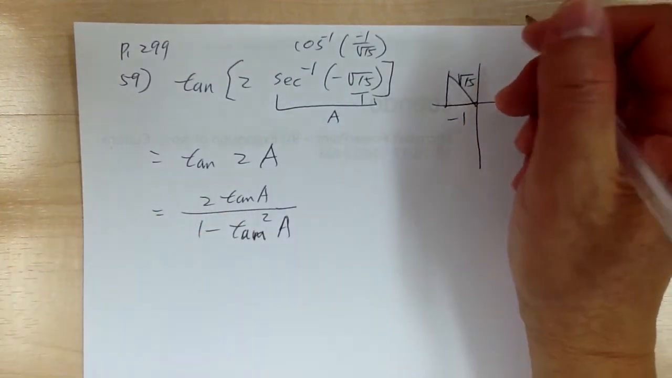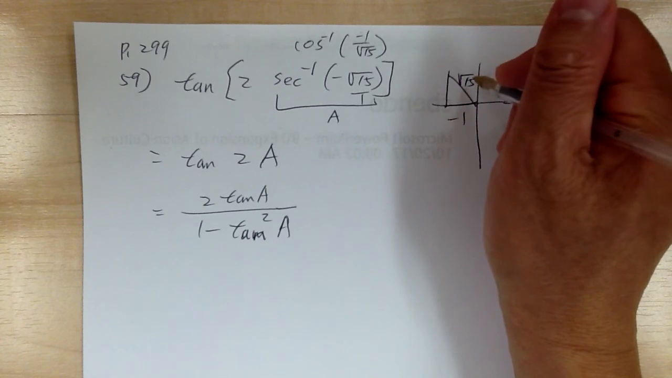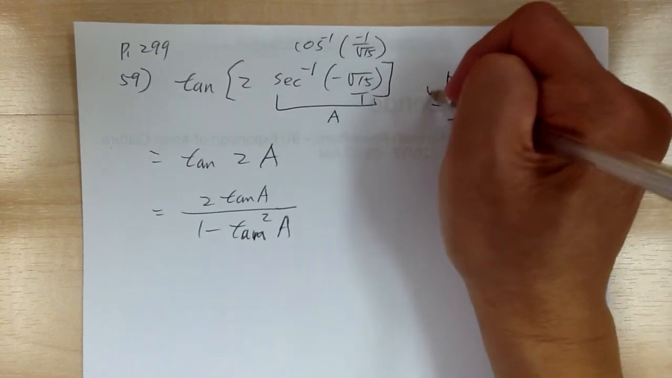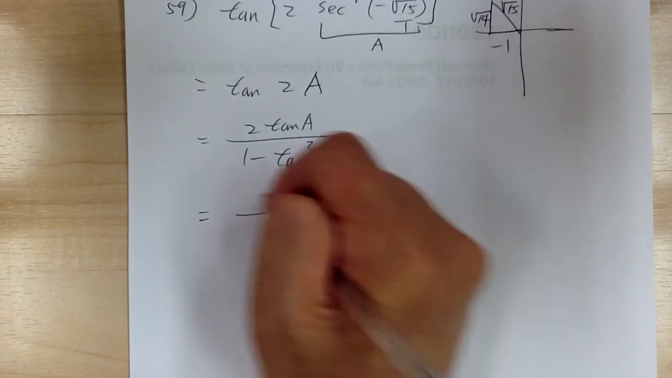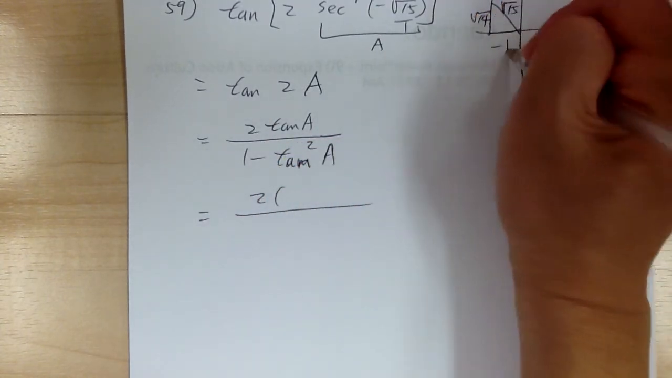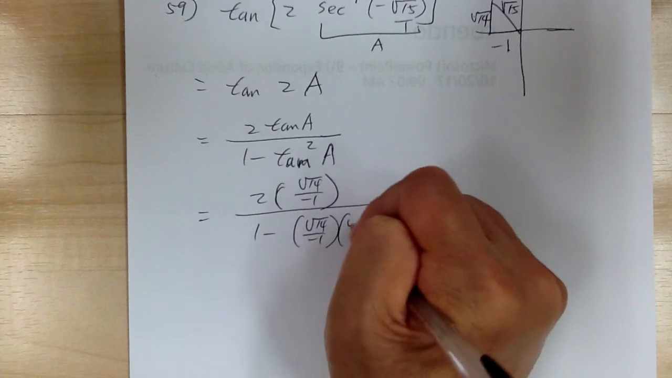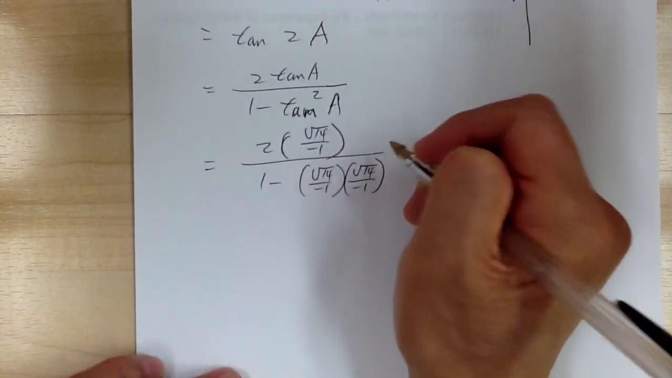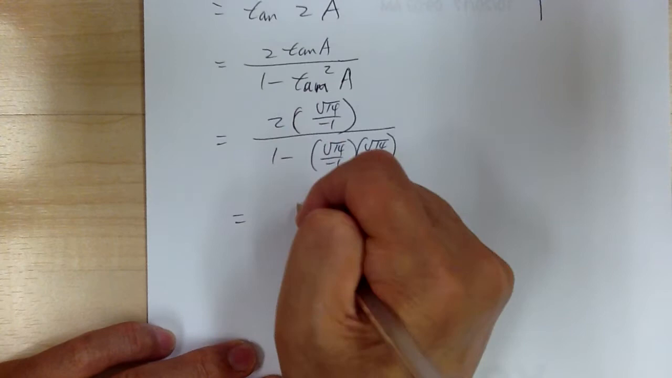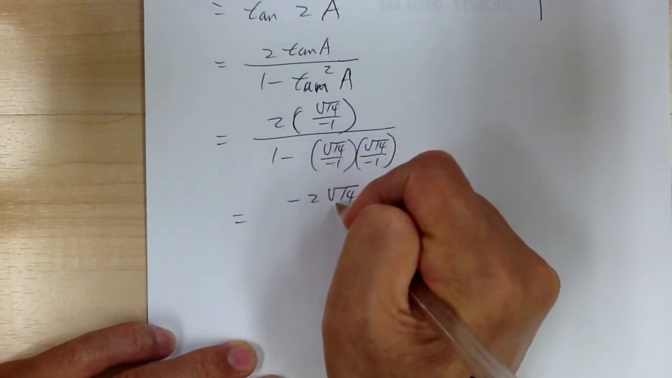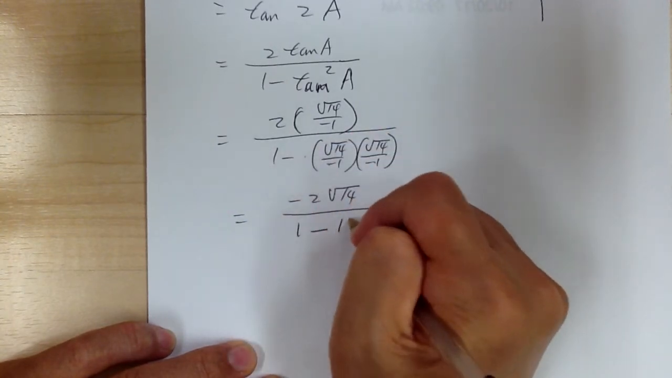And so from here, go ahead and draw, use your Pythagorean theorem, 14, so this is square root of 14, okay? So from here, again, you substitute the numbers in here, so 2 times tangent is sine over cosine. Sine over cosine will be square root of 14 over negative 1. 1 minus square root of 14 over negative 1 squared, right? Okay, so in this case, the common denominator is 1, so you don't have to really multiply anything. You can just go and work it out. So you're going to get negative 2 square root of 14 over 1.